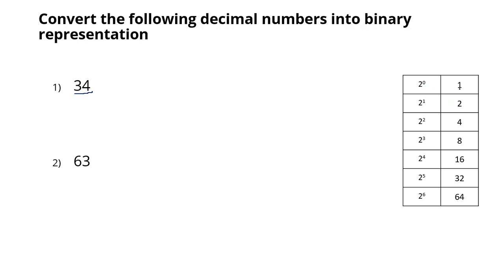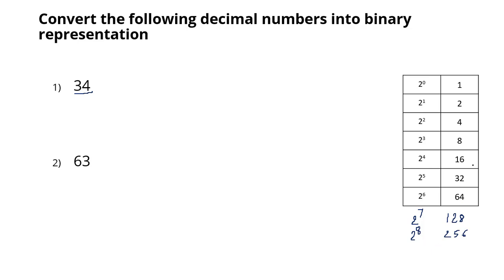2 raised to 0 is 1. Anything raised to 0 is 1. 2 raised to 1 is 2. 2 raised to 2 is 4. 2 raised to 3 is 8. 2 raised to 4 is 16. 2 raised to 5 is 32, 2 raised to 6 is 64. Likewise, if you continue like this, 2 raised to 7 is 128, 2 raised to 8 is 256. If you continue, 512, 1024, 2048, you keep getting the numbers, right? It gets multiplied by 2.